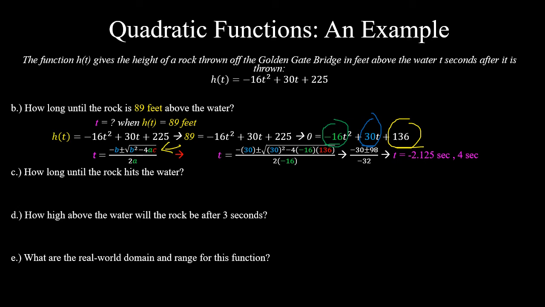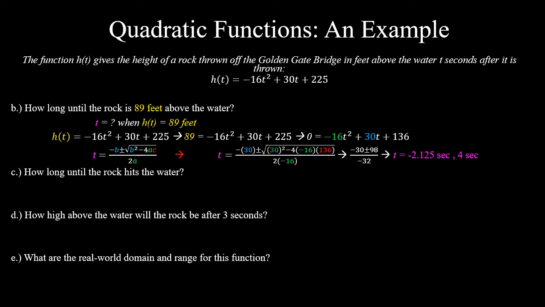So t equals negative b plus or minus the square root of b squared minus 4ac, over 2a. If we plug in our a's, b's, and c's, that gives us t equals negative 30 plus or minus the square root of 30 squared minus 4 times negative 16 times 136, all over 2 times negative 16. Always, always, always deal with what's under the square root first.